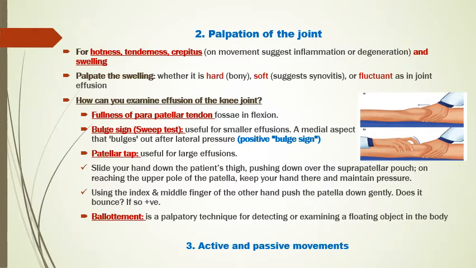Bulge sign is done by sliding the lateral aspect of the joint by my hand from upward to downward, and looking at the medial side of the joint, I notice bulging on the medial side of the joint. This is called a positive bulge sign. Or I can do the patellar tap. Patellar tap is the test for large effusion.